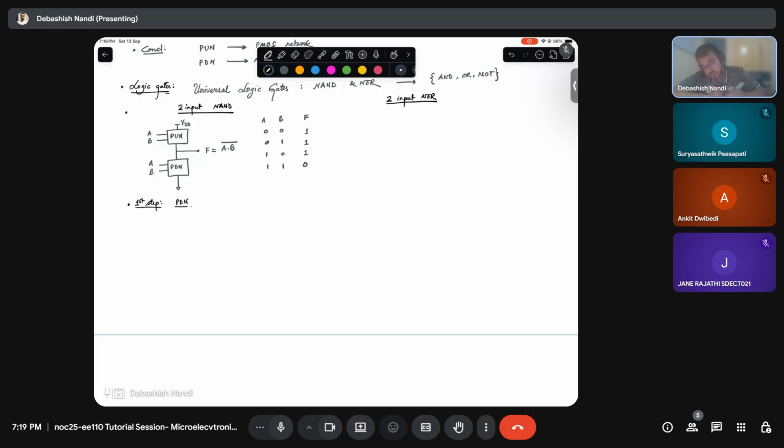So I think you should discuss this thing. NOR I'll do later. So can you tell me one thing? 2 inputs means minimum 2 transistors at PDN and PUN. How can you say that?